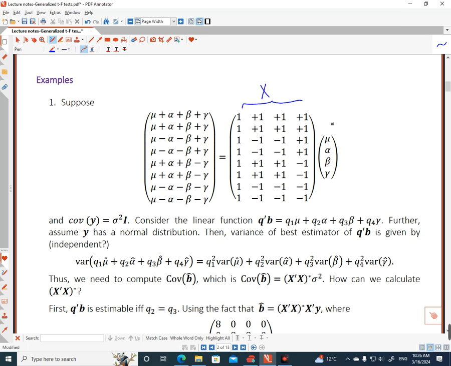So it is x, and this is the b, and this is the mean of our observations. So the mean of the first element of y, the second element of y, the third element, you can easily obtain this way. So the expected value of y is xb, and the variance covariance matrix, which I write as variance, or you can write it as covariance here because it's a vector, is sigma square identity matrix. And consider the linear function q prime b.